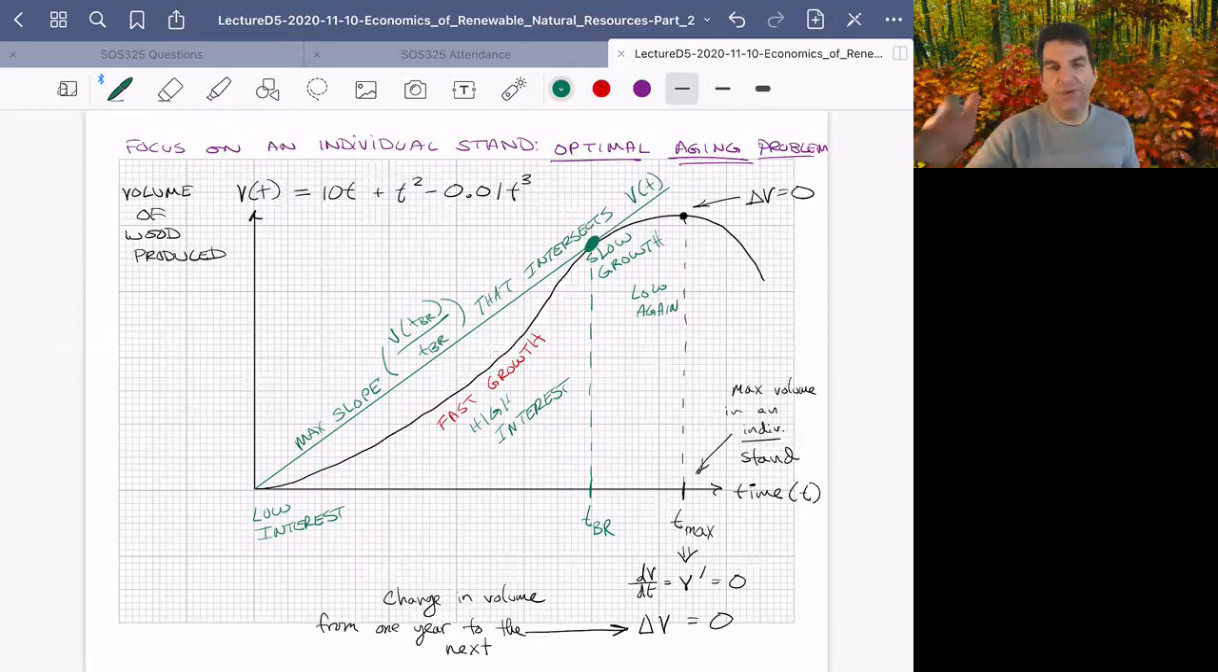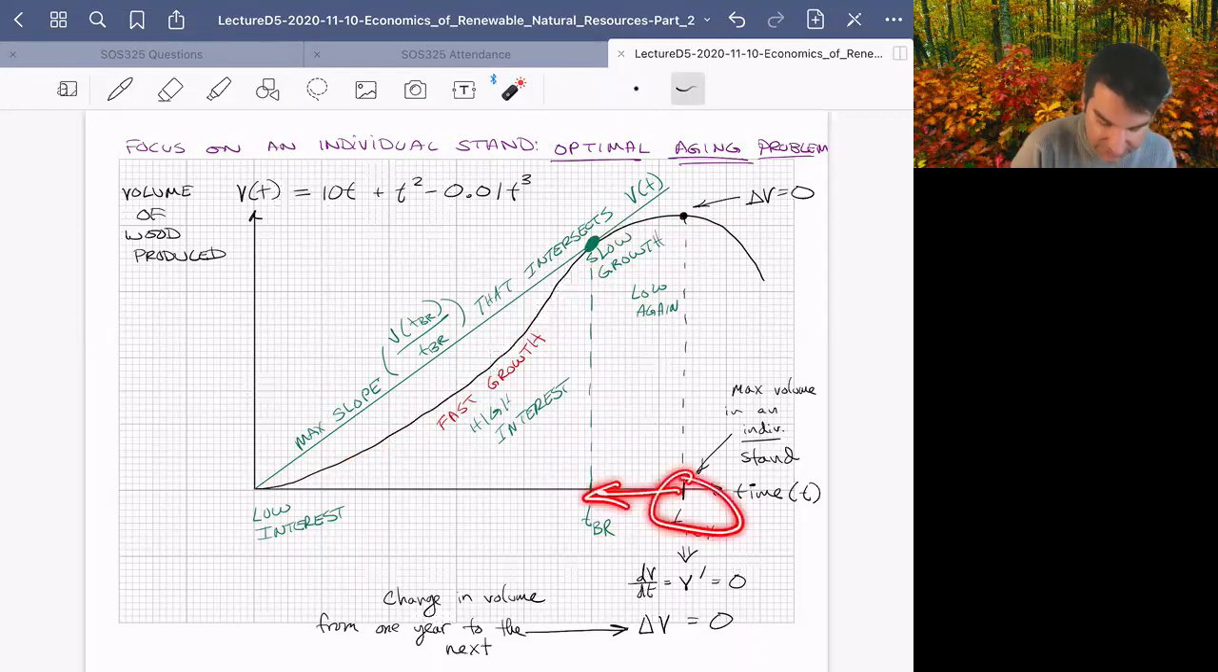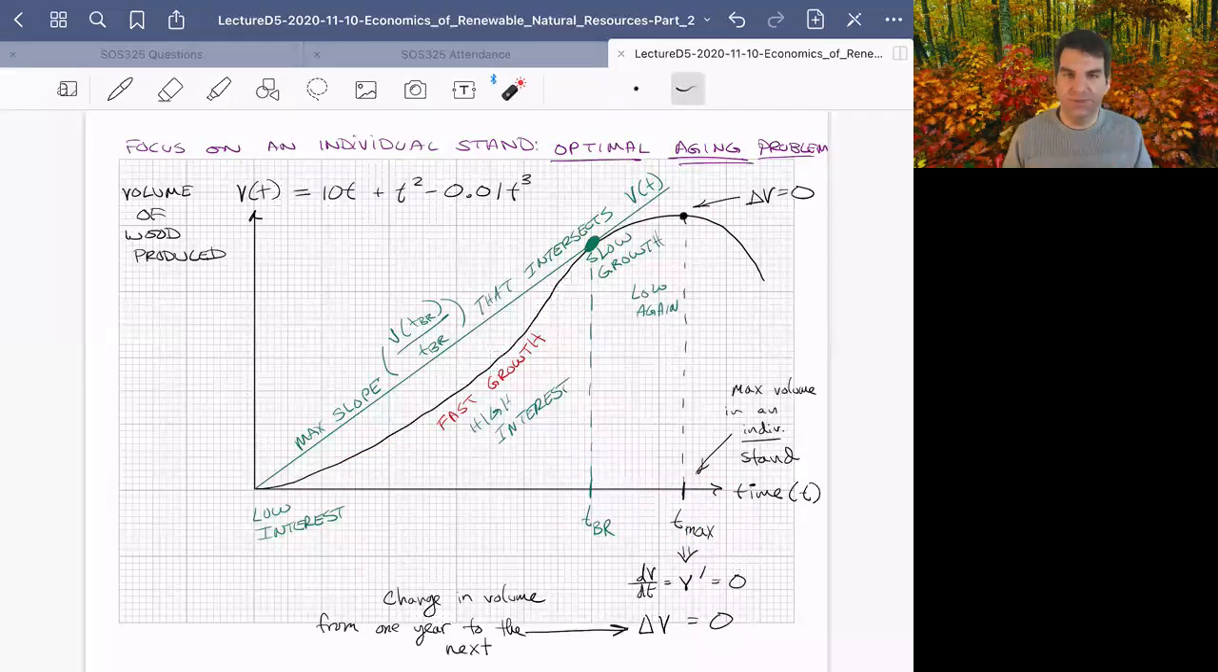So if I give you any drawing of a volume plot over time, then you can draw a line and rotate it up until it just glances against this volume. And then that point right there will be your biological rotation. And it will be shorter than where you'd get if you wanted to produce the maximum amount of wood per rotation. So at this point, this is dealing with the trade-off where we're trying to increase the number of rotations and increase the yield of each rotation.